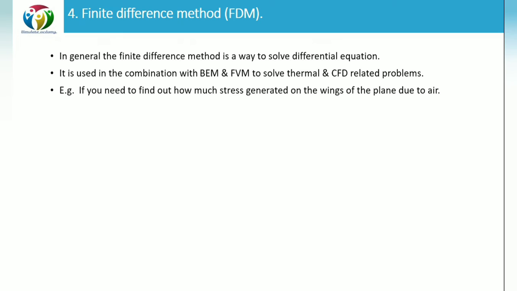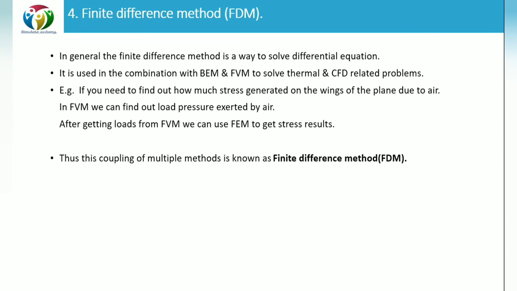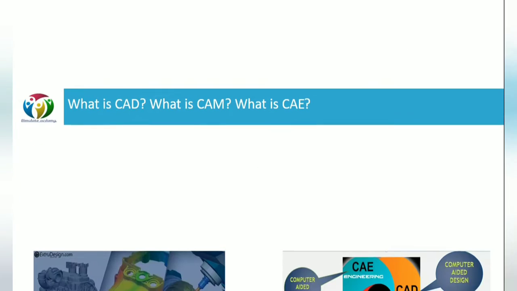Take an example. If you need to find out how much stress is generated on the wings of an airplane due to air, in CFD we can find out the load pressure exerted by the air. After getting the load from CFD, we can use FEM to get stress results. Thus, this coupling of multiple methods is known as the finite difference method.